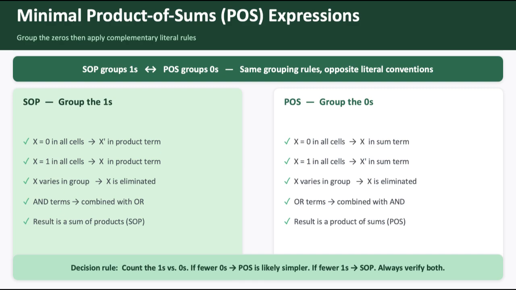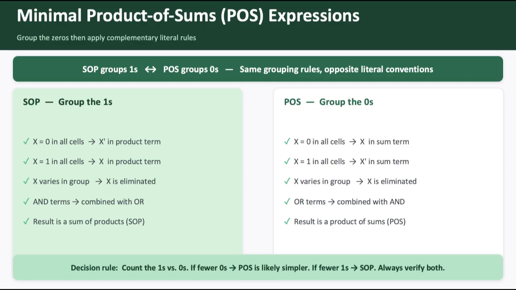This distinction is the most common error I see in examinations. Students apply SOP literal rules when solving POS problems. The mnemonic I recommend: in POS, a constant 0 contributes the uncomplemented variable. Think of it this way: the 0 group is where the function is 0, and a variable that is also 0 throughout that region is asserting itself naturally, so it appears without complement.